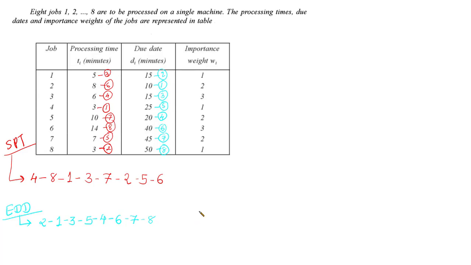Now we'll try to solve this problem using WSPT, weighted shortest processing time. To solve this problem, you will have this data. The weights are assigned to each job. So for this, we will find the Ti by Wi ratio.